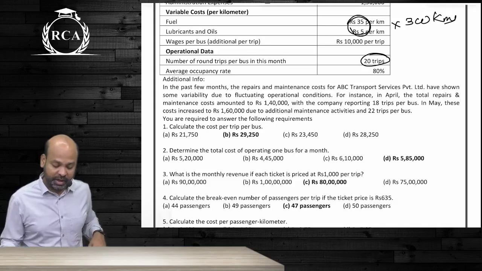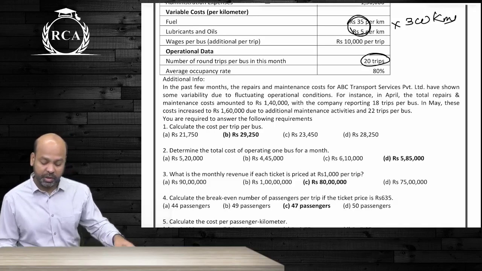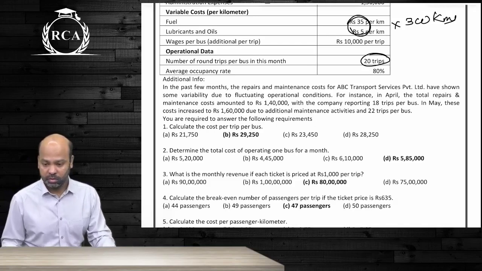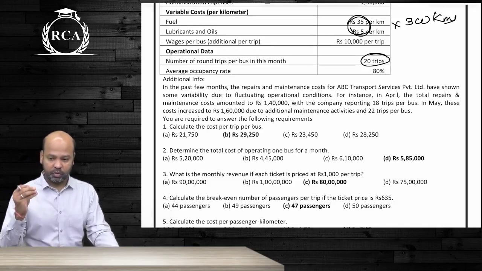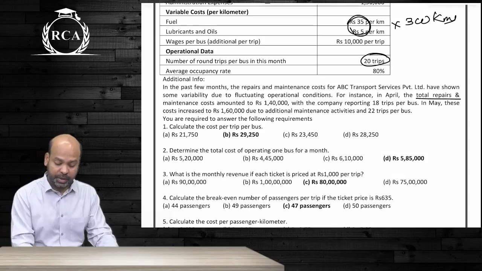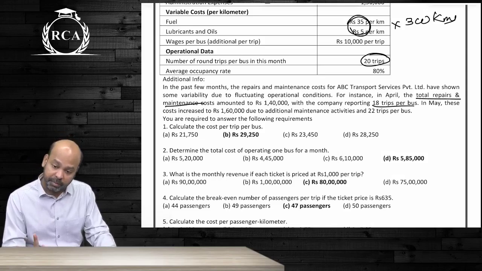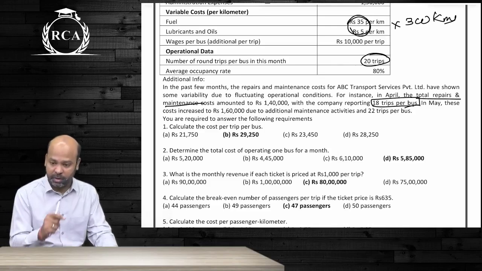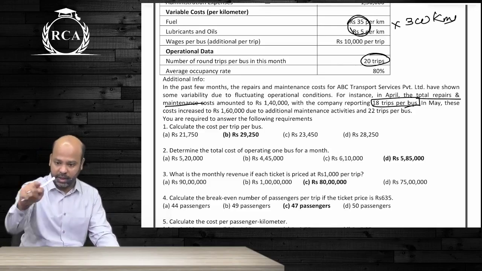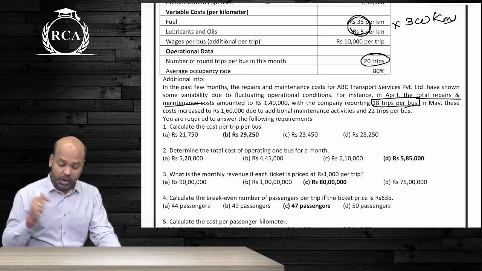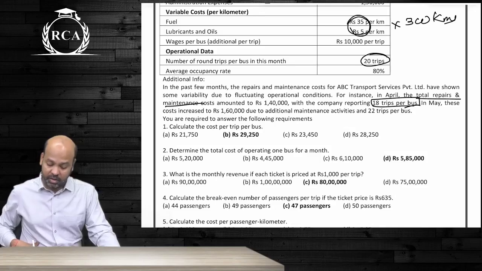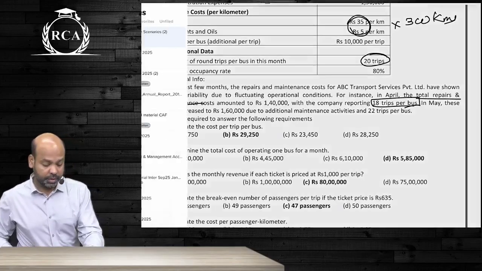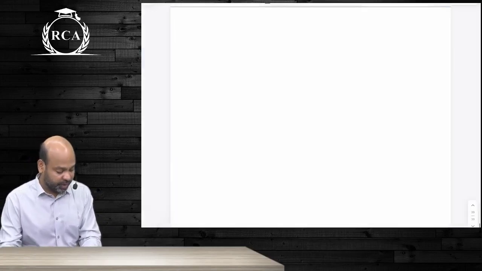And this 1,40,000, 1,60,000, is it per bus, or is it total cost? Total. It cannot be per bus. Total repairs and maintenance with each bus reporting 18 trips per bus. So this will be for all the 10 buses put together. The company is reporting 18 trips per bus, meaning 10 buses, each bus making 18 trips. For them the total repairs and maintenance cost is 1,40,000.